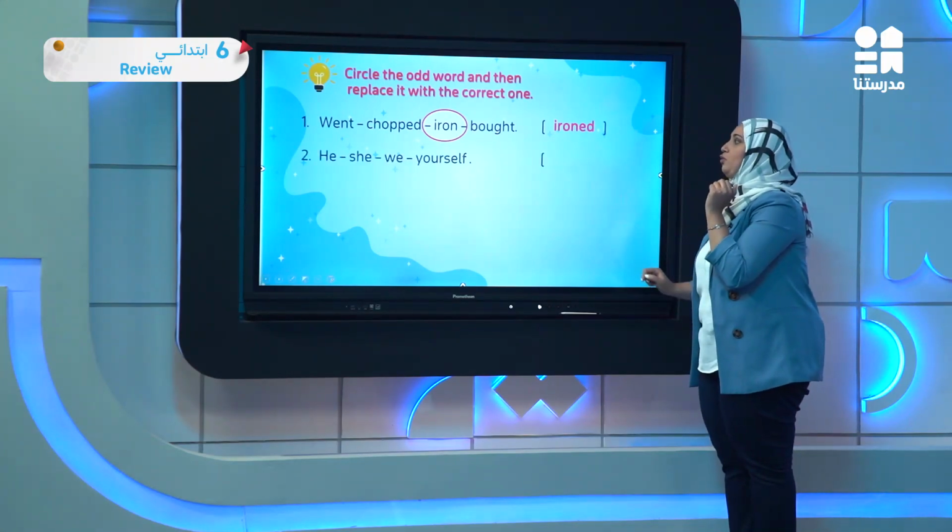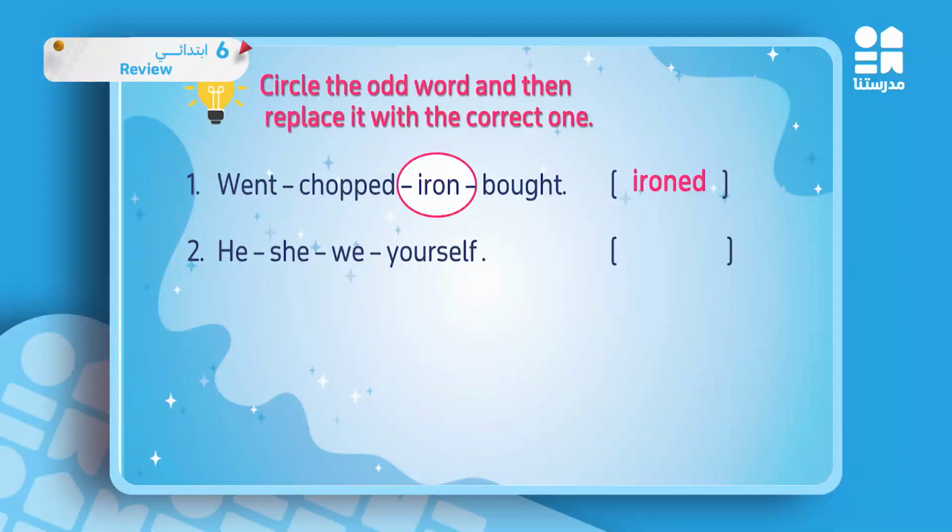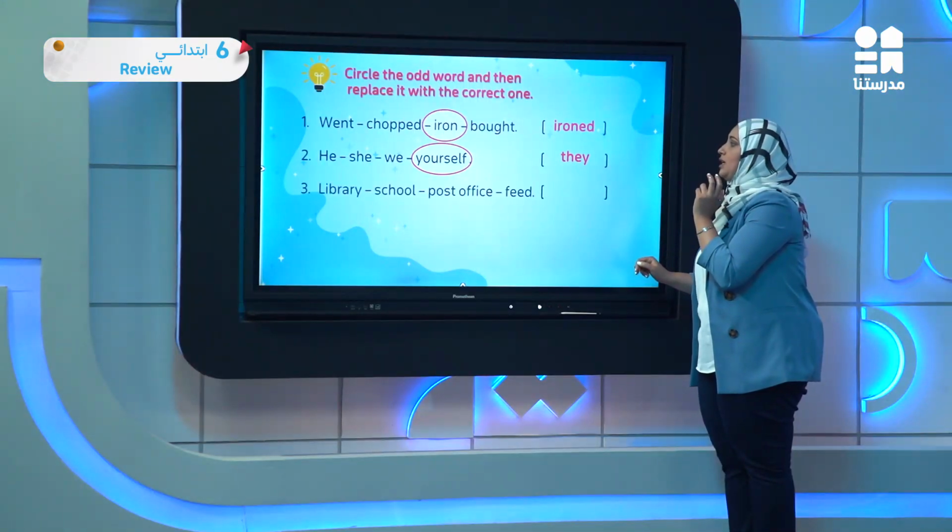طيب let's move to number 2. He, she, we, yourself. Think about it. إيه الكلمة اللي does not belong? What is the odd word هنا? The odd word is of course yourself. Very good. طيب when I replace it what am I going to replace it with? عندي he و she و we they are ايه؟ They are pronouns. طب عايزة أي pronoun تاني. So what am I gonna say? They. Very good. I can say I can say it. Okay? Moving to number 3.